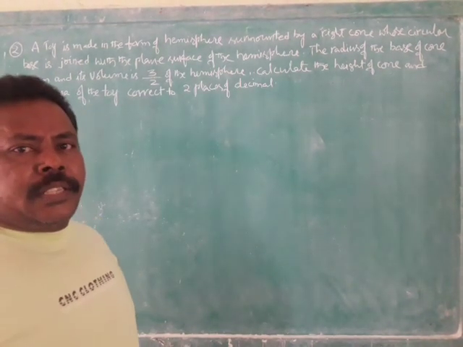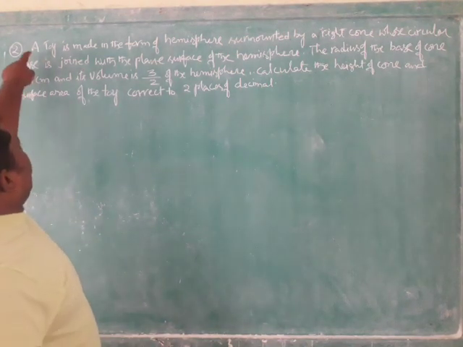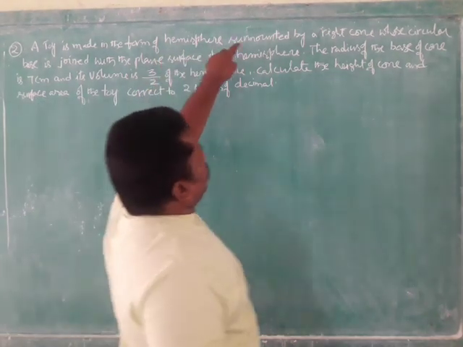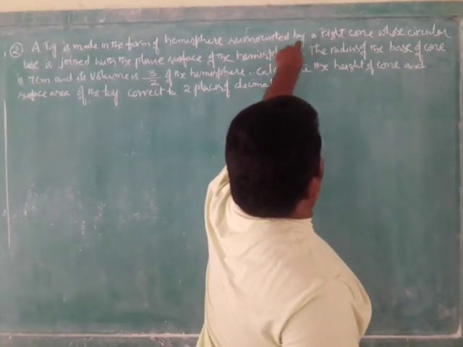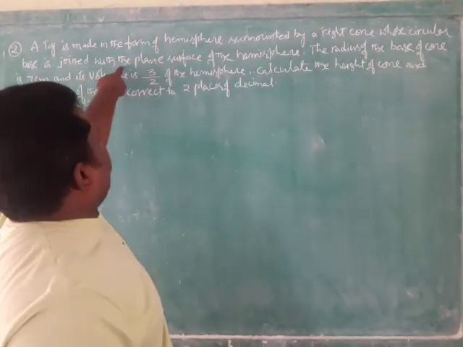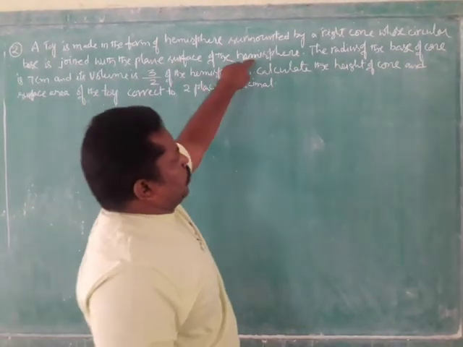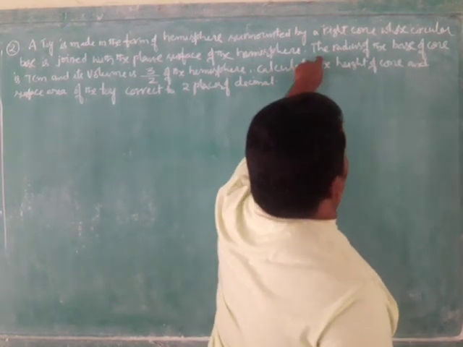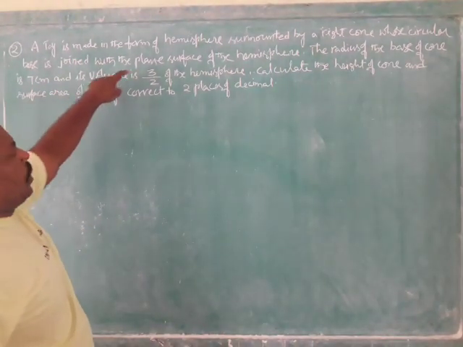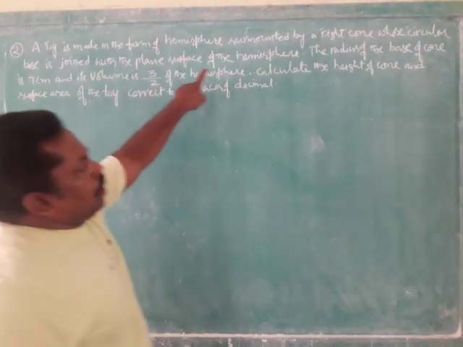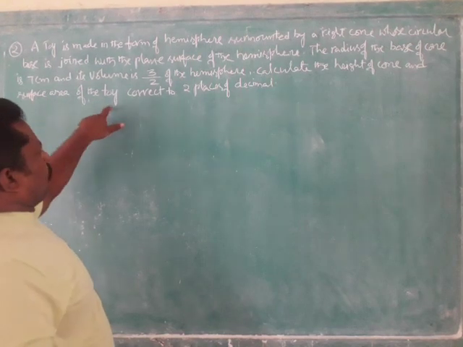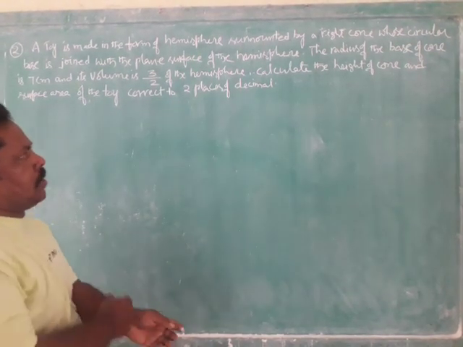Okay, children, let us take one more sum. A toy is made in the form of a hemisphere surmounted by a right cone whose circular base is joined with the plane surface of the hemisphere. The radius of the base of the cone is 7 centimeters and its volume is 3/2 of the hemisphere. Calculate the height of the cone and the surface area of the toy correct to 2 places of decimal.